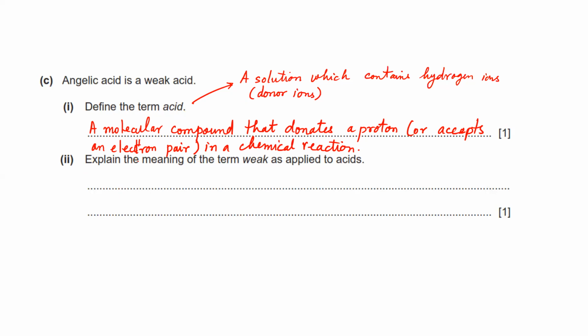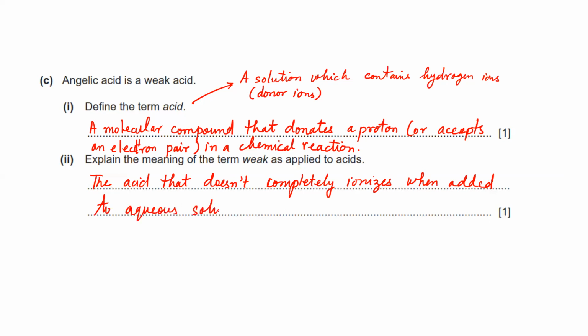Then part two, it says explain the meaning of the term weak as it applies to acid. So you can just simply say the acid that does not completely ionize when added to an aqueous solution. For example, water is a weak acid. Okay, so these are weak acids, and generally the organic acids are weak acids.